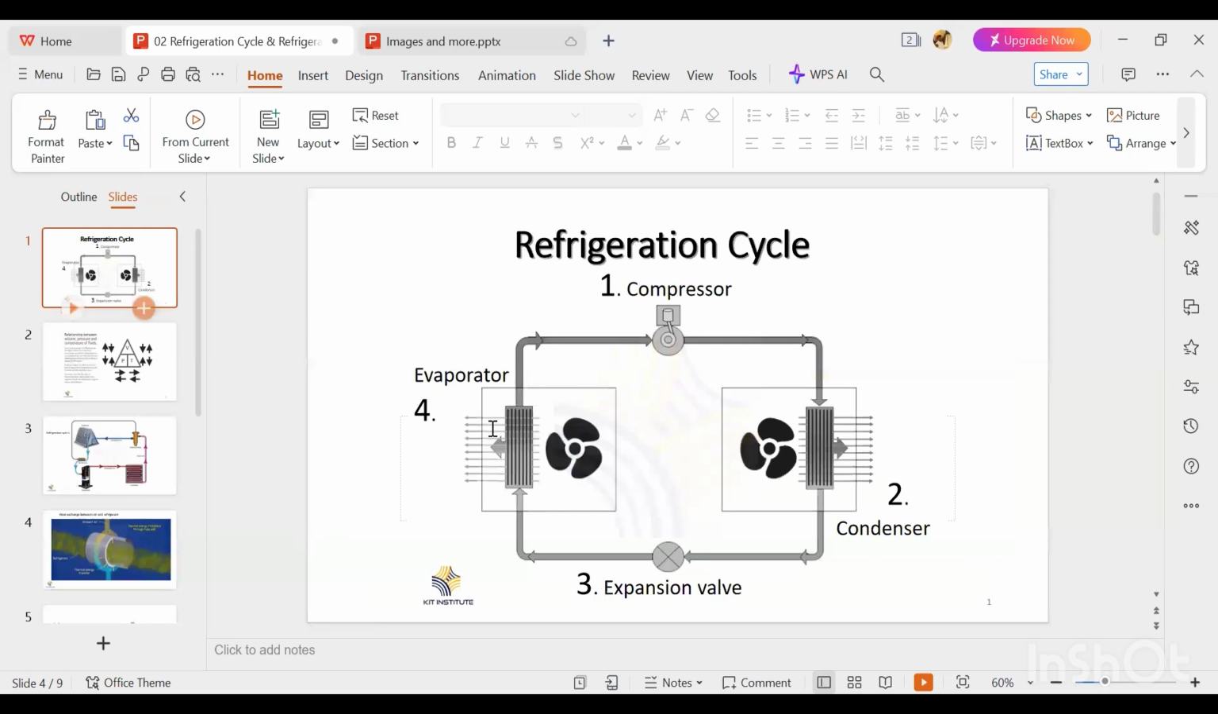Then, when we go to the evaporator, this is the coil that is going to be inside our rooms. Inside our rooms, we want to remove heat. Maybe our temperature is around 30 degrees Celsius in the room, and we want to remove that heat. So the refrigerant, when it goes through the expansion valve, will increase its volume and reduce its pressure and temperature.